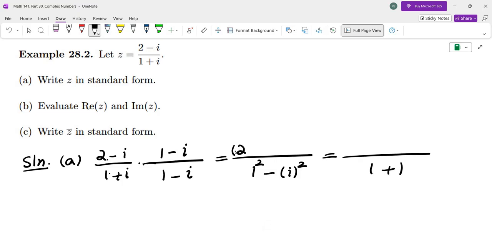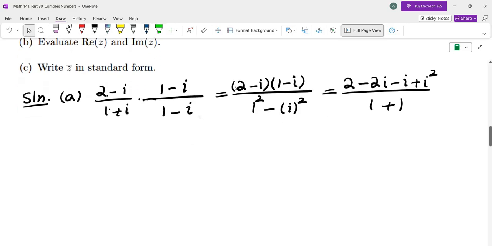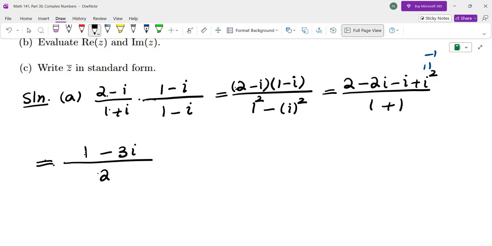On top, we will have to multiply 2 minus i by 1 minus i. We can distribute that. We get 2 minus 2i minus i plus i squared. Now the last term is i squared, which is -1, and then we have a 2 at the beginning, so we get 1 at the beginning, minus 3i, and then divided by 2.